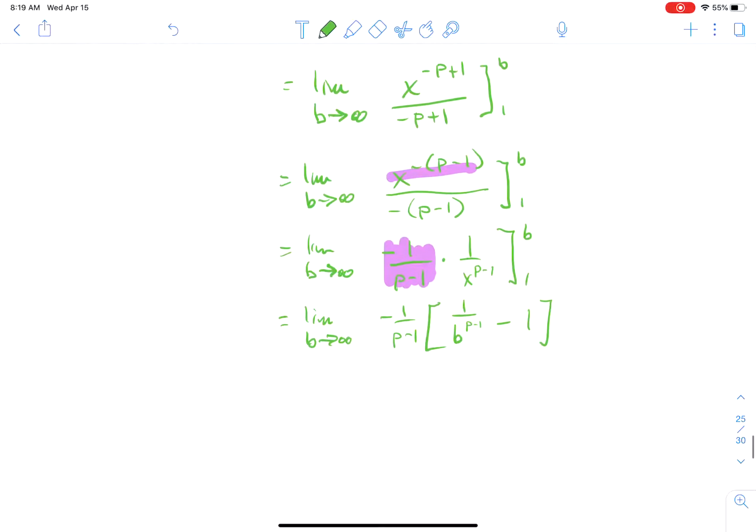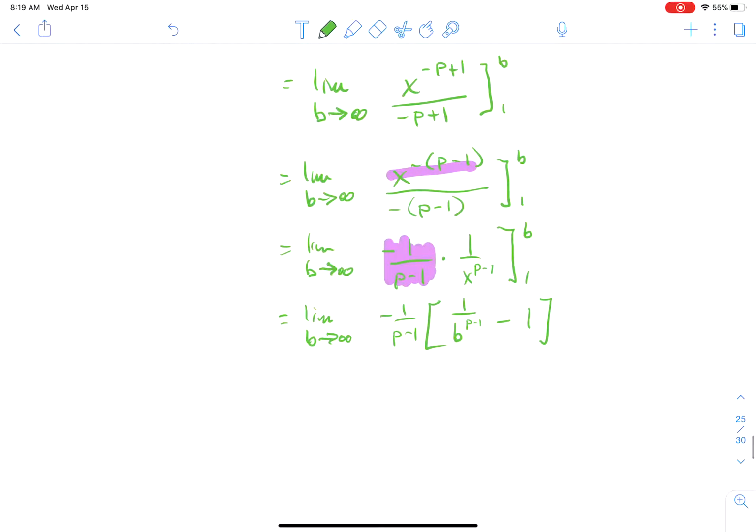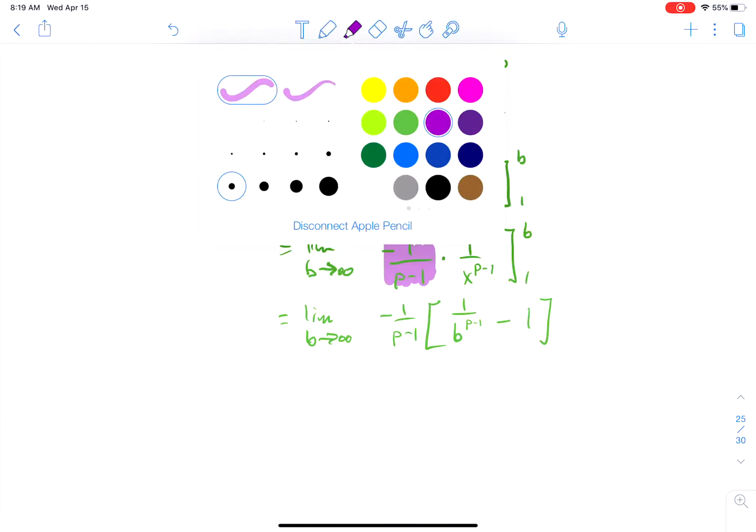And when I take the limit of this as b goes to infinity, well, it kind of depends on what the value of p is going to be, right? All right, so let's take a look at that term in particular.